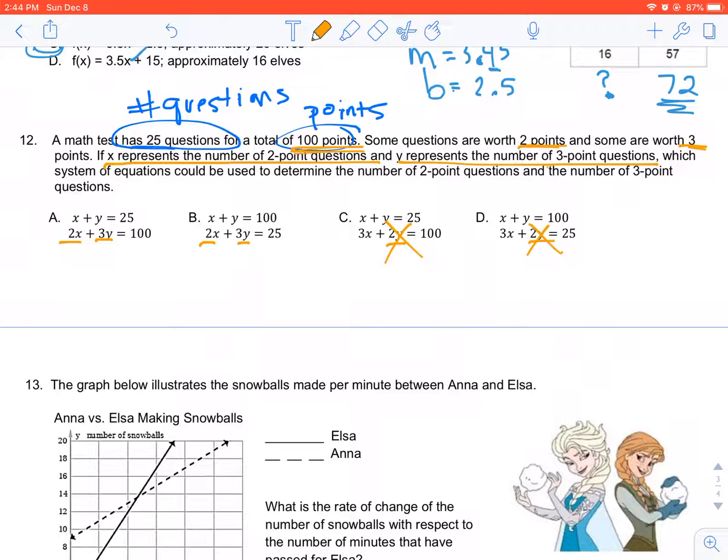And now the last part of this equation, again, we're looking at points. We're looking at points, 2 points, 3 points, and 100 points. So that means 2, 3, and 100 all need to be in the same equation. So 2, 3, and 100, 2, 3, and 25. So this is talking about points, and then number of questions. So B is now incorrect also. Your answer's got to be A.